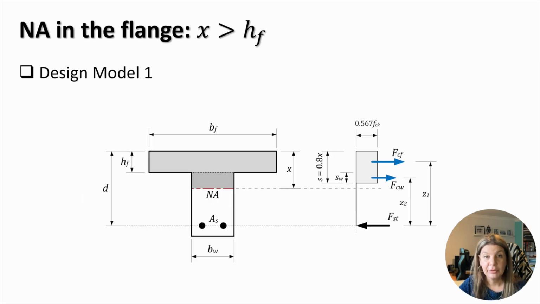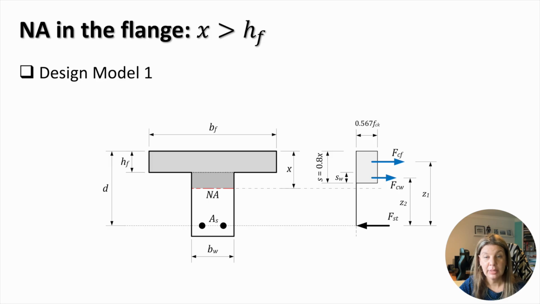In the first design model, the complex area of compressed concrete is divided between the entire flange and the web under the flange, as shown in this slide. The force produced by the compressed concrete is also divided into the force in the flange, FCF, and the force in the web under the flange, FCW. The values of the compression forces are found using the rectangular stress block method, which defines the distribution of the compressive stresses in concrete. As you can see, the presence of two compression forces requires the evaluation of two lever arms, Z1 and Z2.